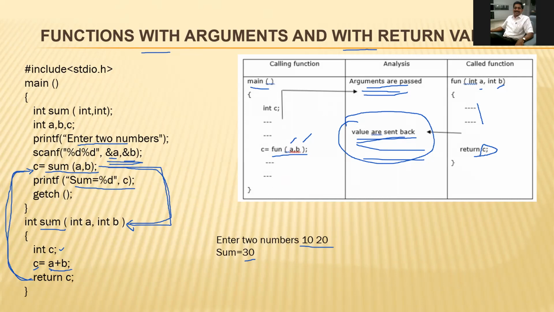Now this sum function is called the called function. Keep in mind, remember, the sum function is called the called function, and the main function, as we are specifying here, is called the calling function.